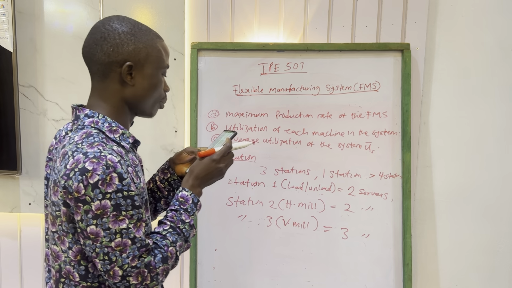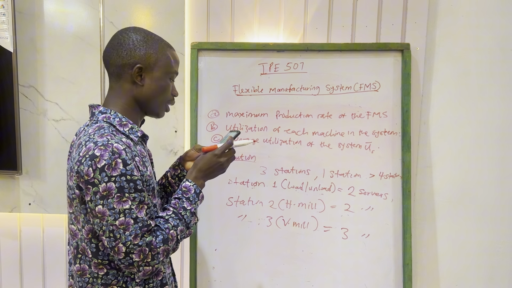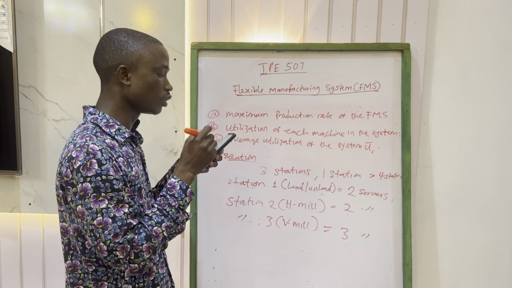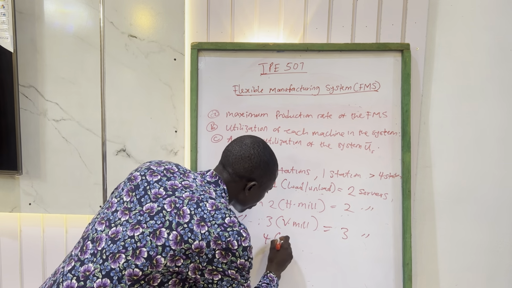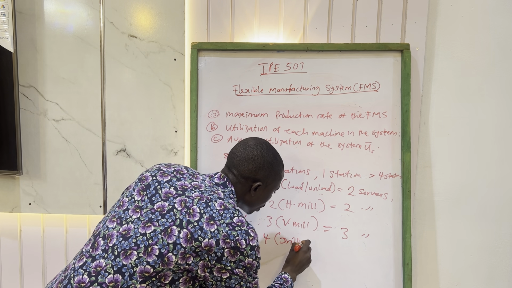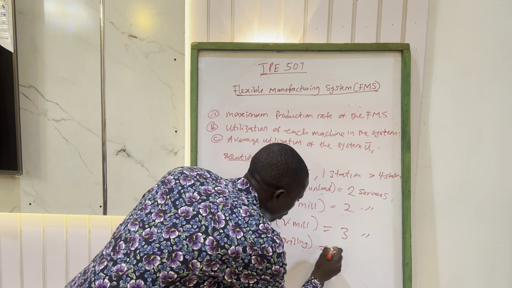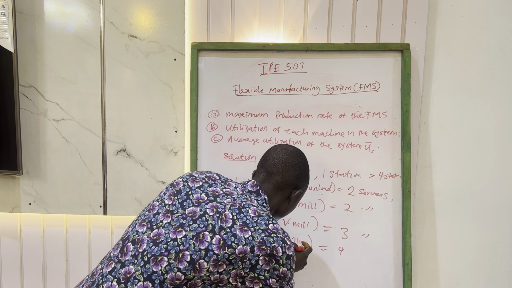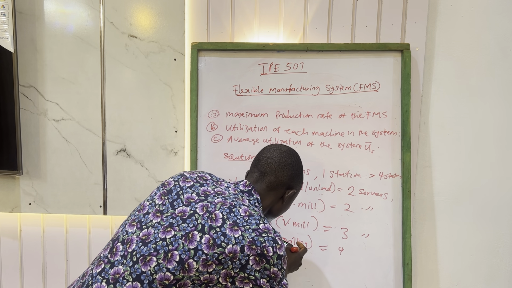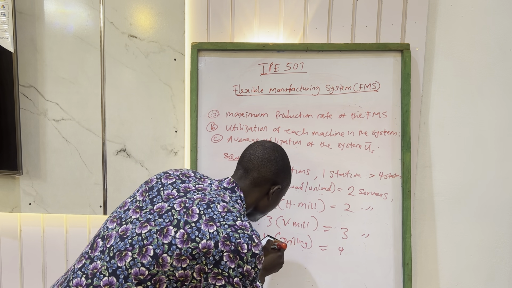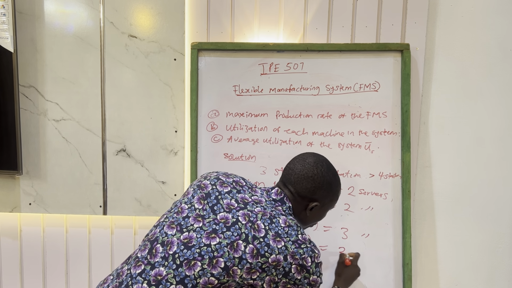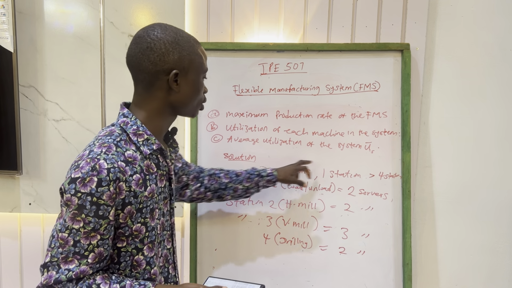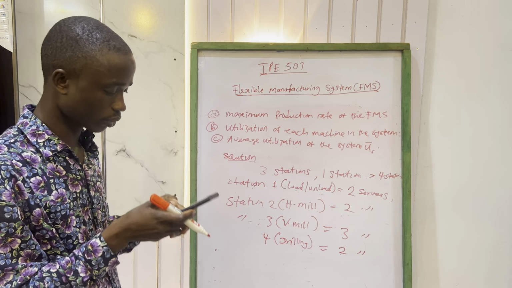So the CNC vertical milling machines are connected, listen to this carefully. Station 4 performs drilling operation, which is the drilling machine, with 2 servers. So those are the servers we have. We have 3 stations and 1 load and unload workstation. That's 4 stations.